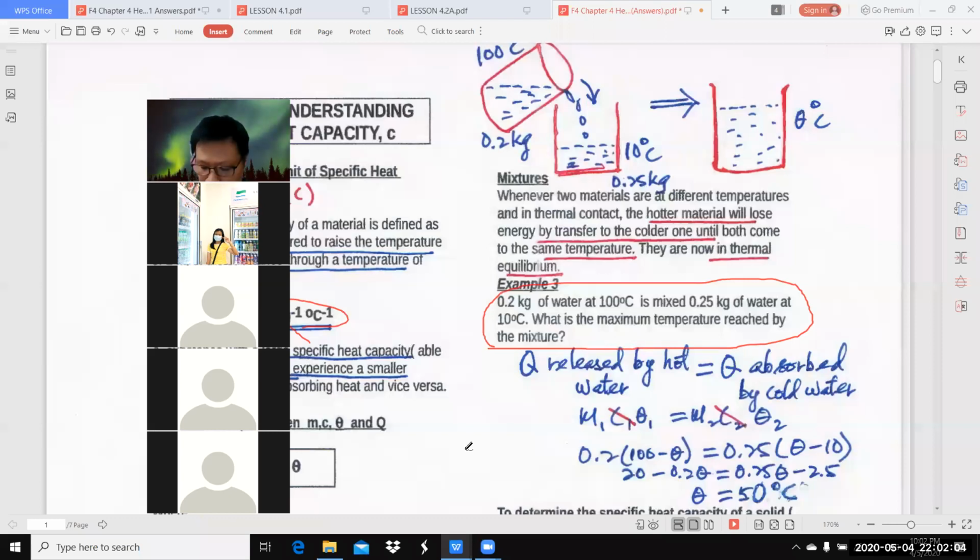Copy down the example, please. It's very important. Copy down. Okay.